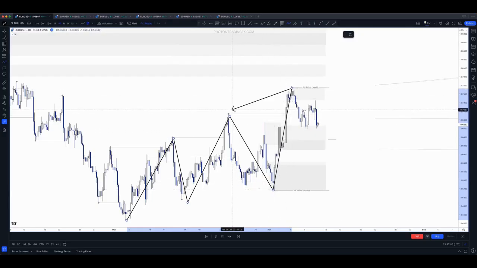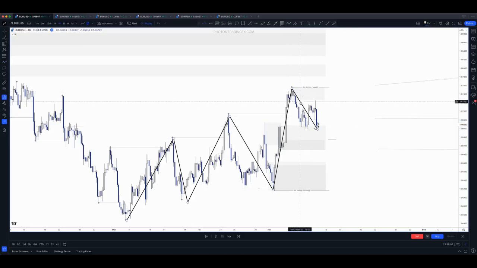We have had a 4-hour break of structure, and we can clearly see that we're starting to have that 4-hour swing pullback. We've come into this 4-hour flip. It's quite a large zone. It's more of a supply to demand range. We've tapped into it.